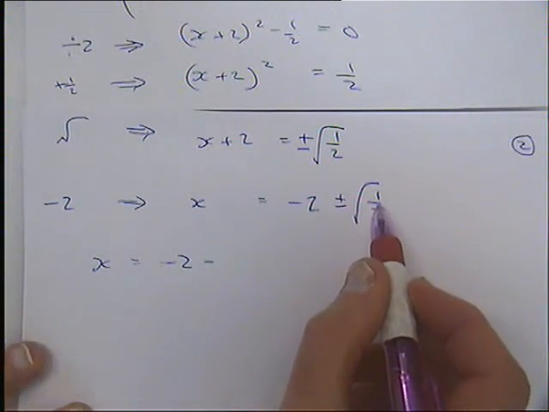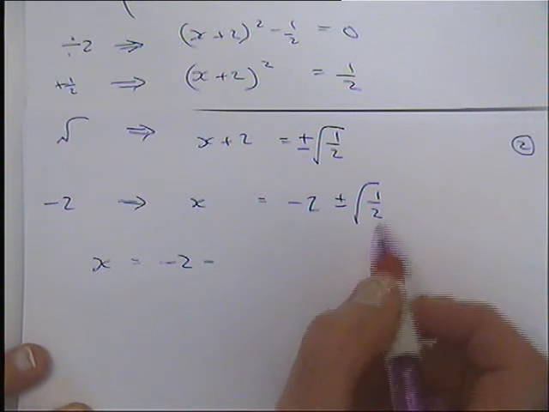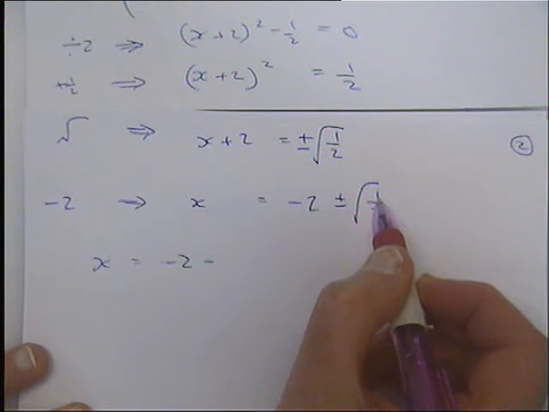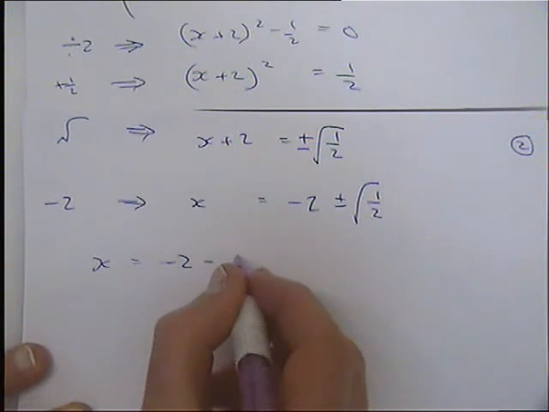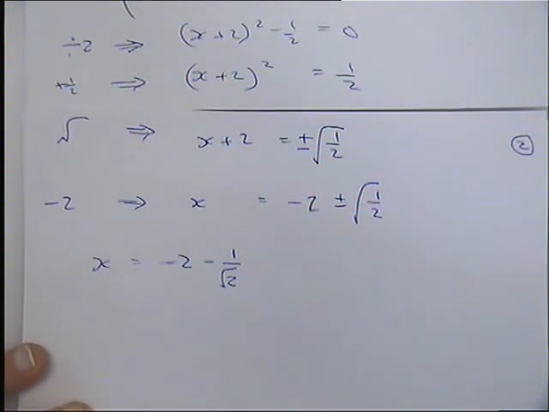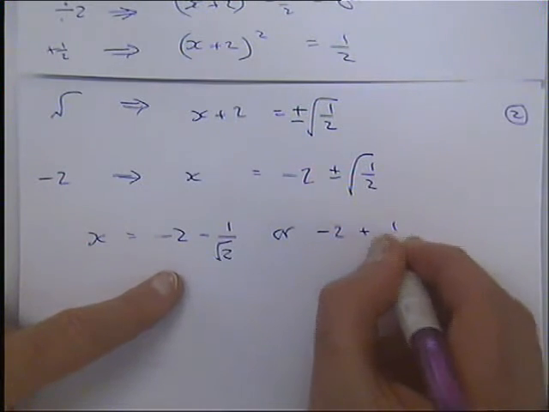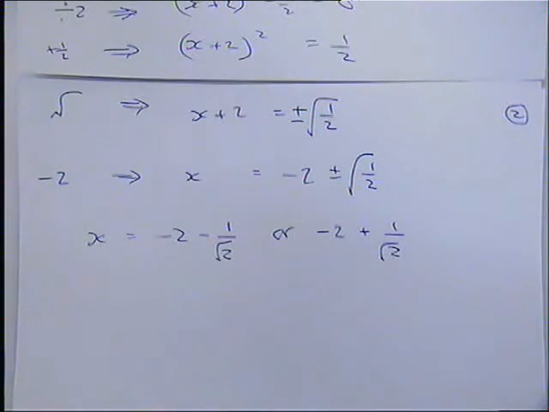Now, rather than writing root 1/2, it's usually written in a different way. What is root of 1? Yeah. So if you square root the top number, you get 1. Square root the bottom number, root 2. So it's often written like that. It's exactly the same thing. So that's one answer. And the other answer will be the same thing with a plus sign in the middle. So those are the 2 answers.